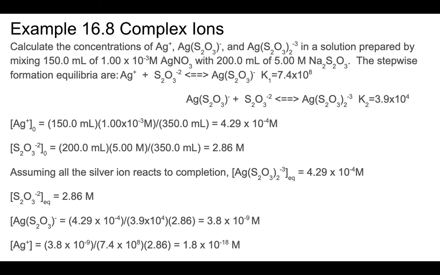So to summarize here, silver plus 1 is 1.8 times 10 minus 18 molar, virtually none of it in there. Single complex, 3.8 times 10 minus 9 molar, still virtually none. Most of our solution is going to be thiosulfate that hasn't been able to complex with silver ion, 2.86 molar, and double complexed silver double thiosulfate there, 4.29 times 10 minus 4.